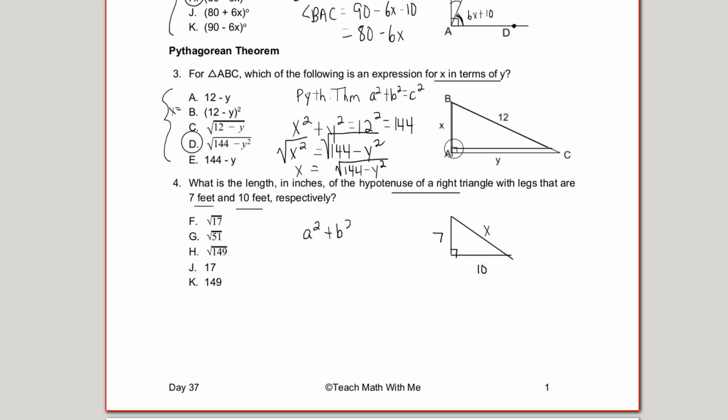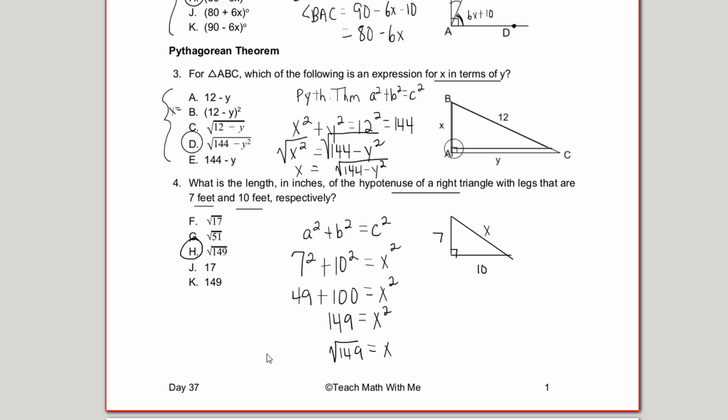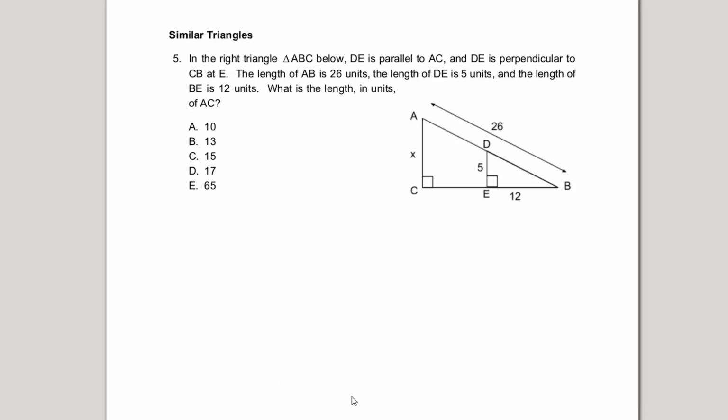A squared plus b squared equals c squared, and we're just going to plug in the values that we're using. 7 squared plus 10 squared equals x squared, so that's 49 plus 100 equals x squared, so that's 149 equals x squared, and we'll take the square root of both sides, and we get that x is equal to the square root of 149. We cannot simplify that anymore. That is our exact answer. Answer choice H. Now we'll look at question number 5.